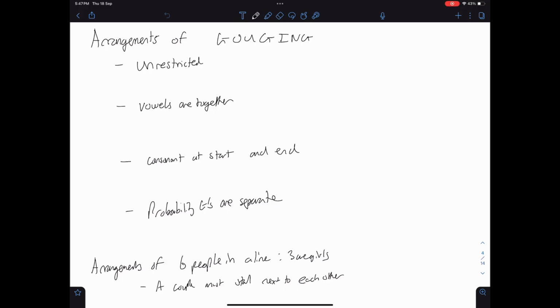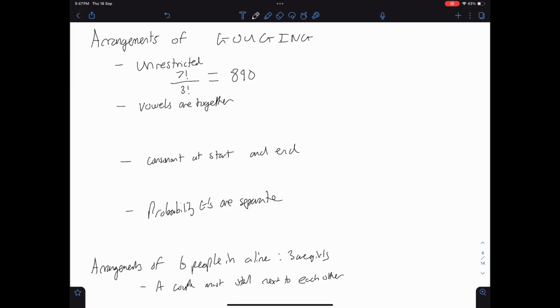Arrangements of GOUGING, and it says first unrestricted. Now we have 7 letters in total, so that's 7 factorial. However, there are some repeats. The 3 G's are repeated. And that will give us 840.